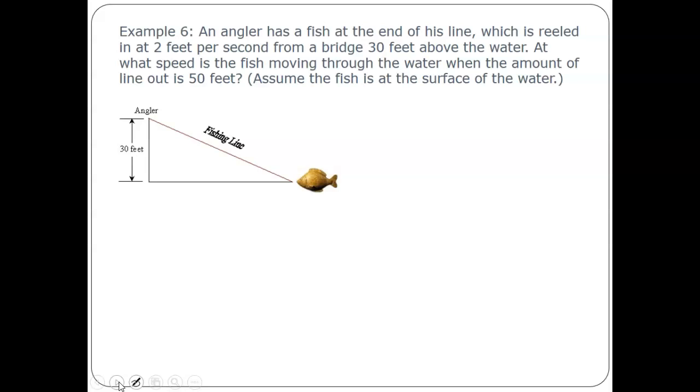An angler has a fish at the end of its line, which is reeled in at 2 feet per second from a bridge 30 feet above the water. At what speed is the fish moving through the water when the amount of line out is 50 feet? Assume the fish is at the surface of the water.